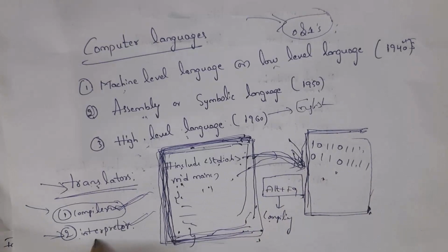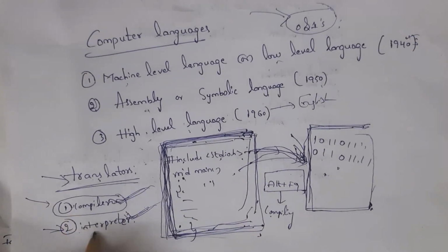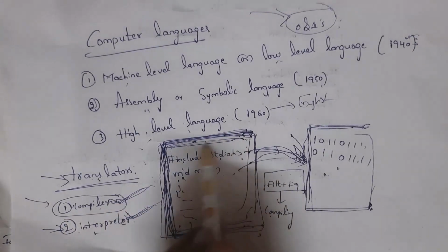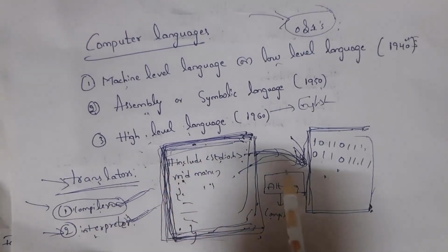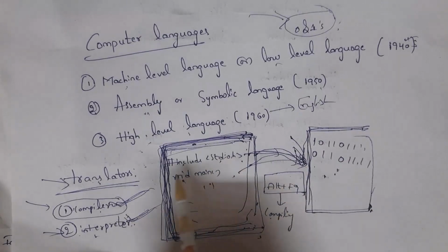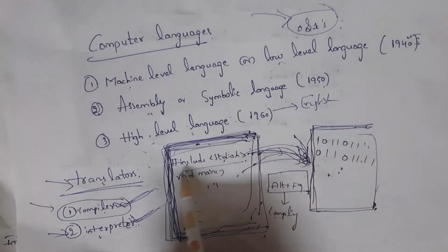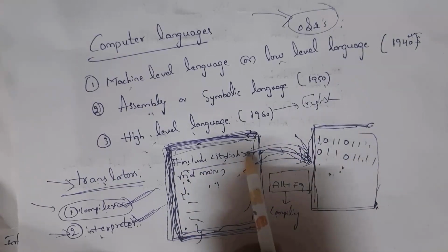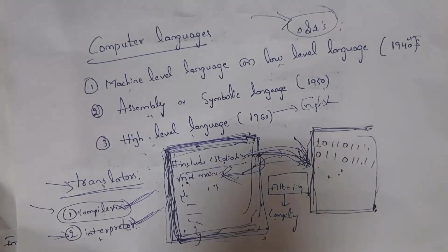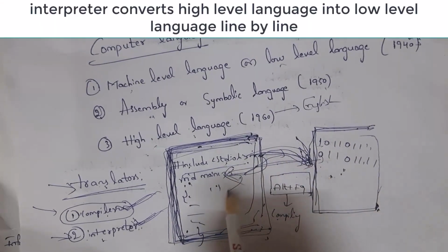Next one is interpreter. An interpreter also converts high level language into low level language. We use an interpreter in Java. The difference between compiler and interpreter is that a compiler will convert the entire program into low level language at a time, whereas an interpreter will take one line and convert that line into low level language. After converting this line, only then will it go to the next line, and again convert that line into low level language. After that it will go to the third line, and so on.